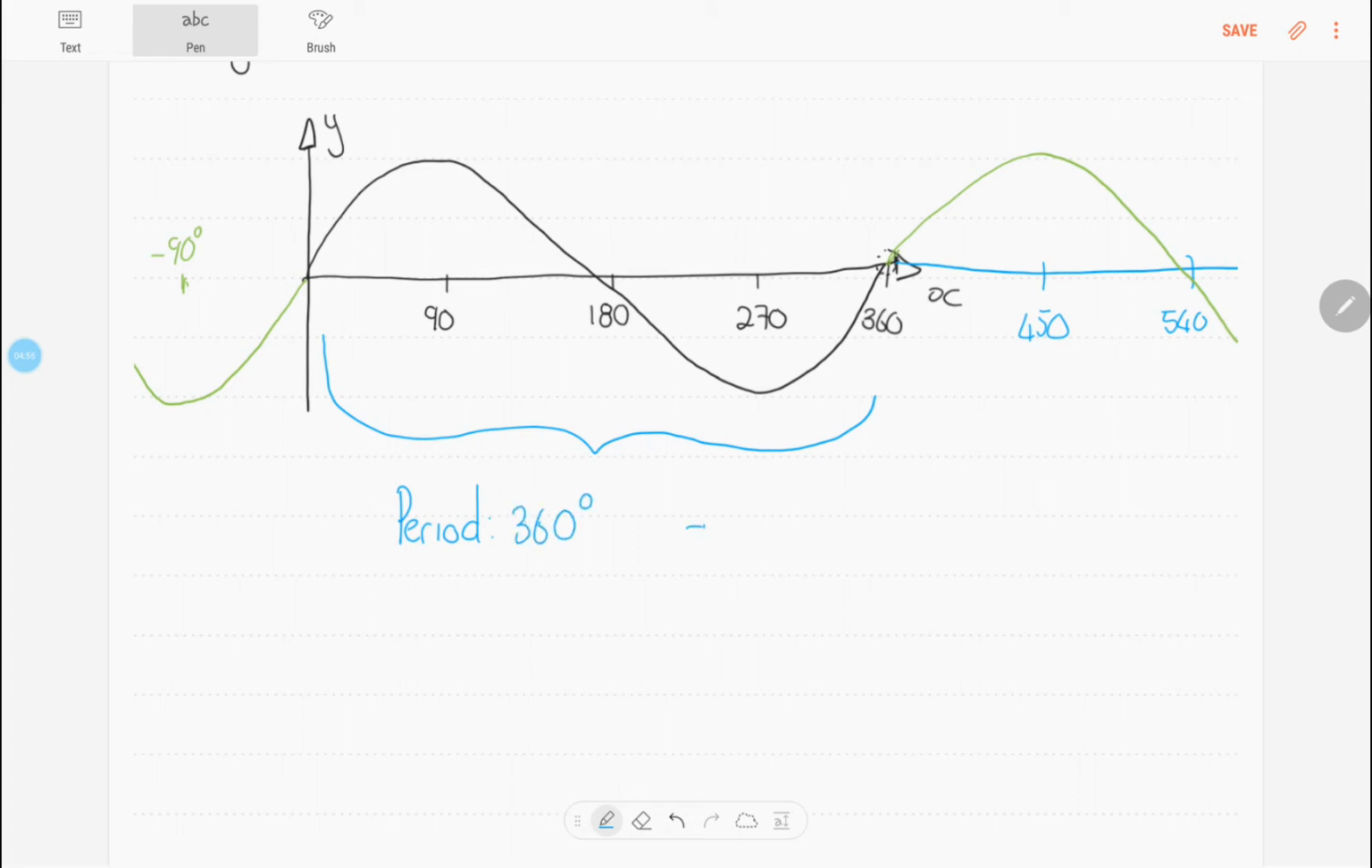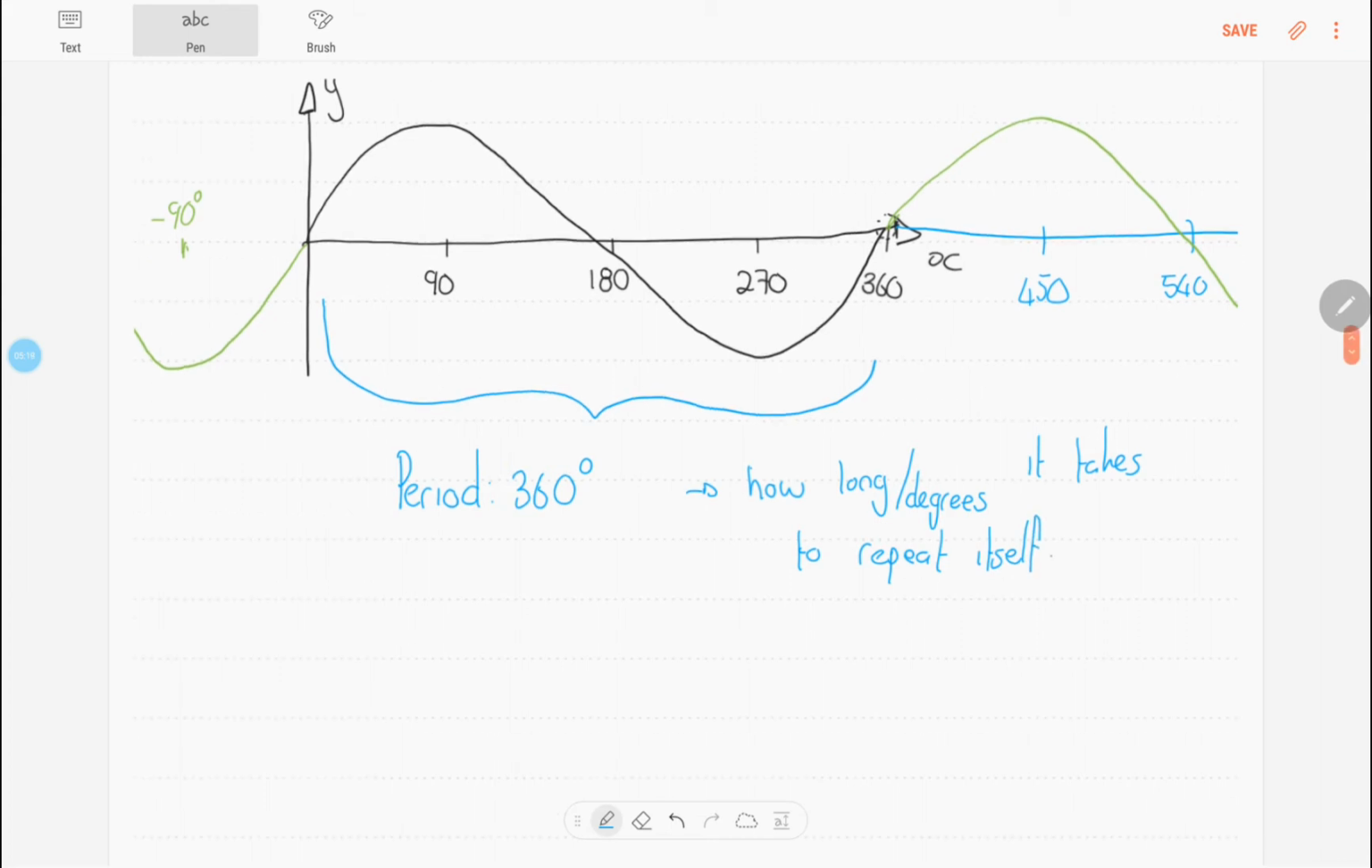And remember what our period means is basically how long, or how many degrees, it takes to repeat itself, or to complete one wave function. Okay, cool. So our period of our sine graph is 360 degrees.